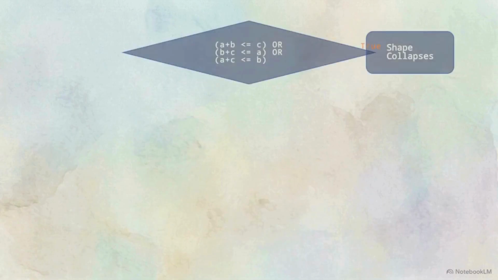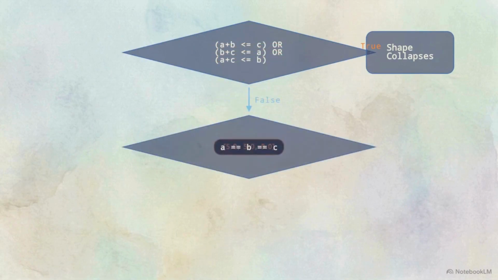This flowchart maps our first critical hurdle, validating physical existence. We use compound Boolean logic to check that the sum of any two sides exceeds the third. If side A plus side B is less than or equal to C, the shape collapses.